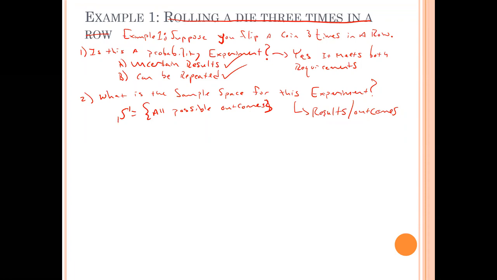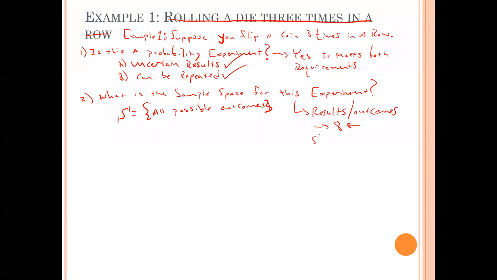And I see what you guys are doing. You're multiplying here. So basically what I'm saying is if you're going to do this 3 times and there's 2 outcomes for the first time, 2 outcomes for the second time, 2 outcomes for the third time, 2 times 2 times 2, that's how you're going to get the 8 total outcomes. Okay. So we know that there's going to be 8, and this is how we're going to show them.